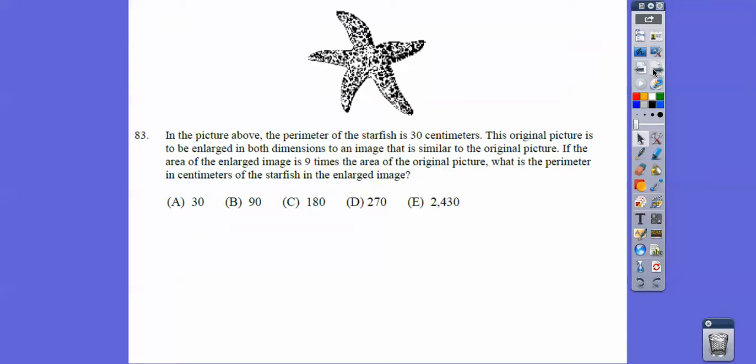Okay? All right, in the picture above, the perimeter of the starfish is 30. The original picture is to be enlarged in both dimensions so that it has an area 9 times that of the original picture. Do you remember scale factor from similar figures? The area is enlarged 9 times, so it's the scale factor squared, and the scale factor is the same as the ratio of the perimeters. All right, so let's see. What's the perimeter in centimeters of the starfish of the enlarged image?